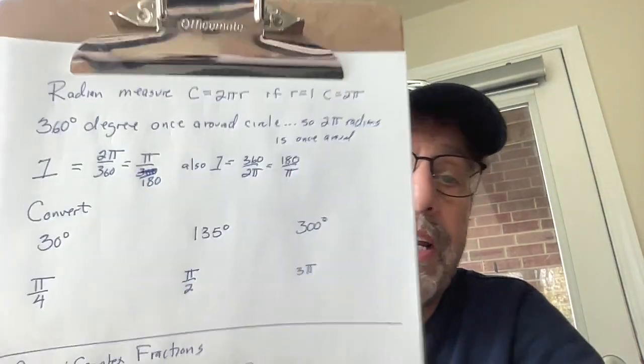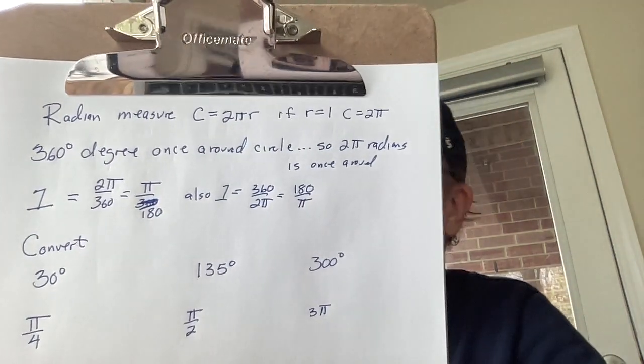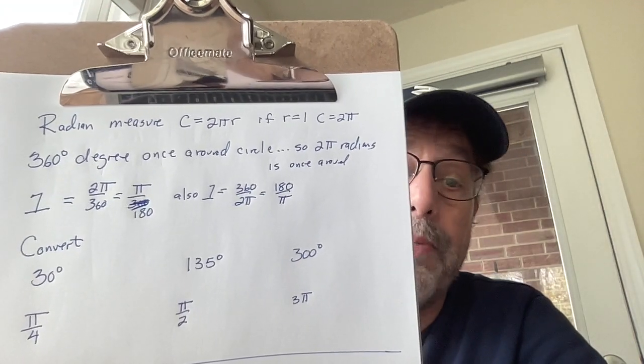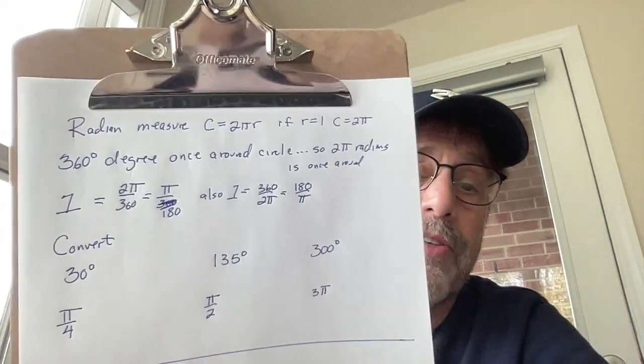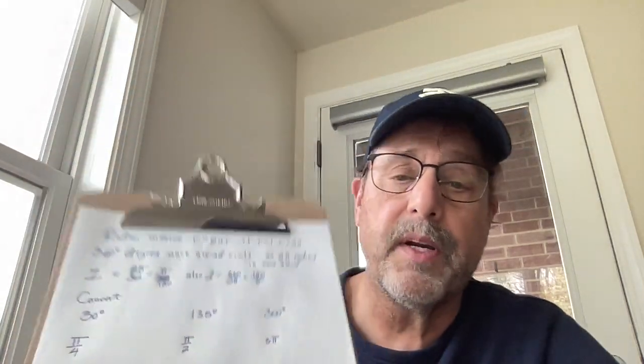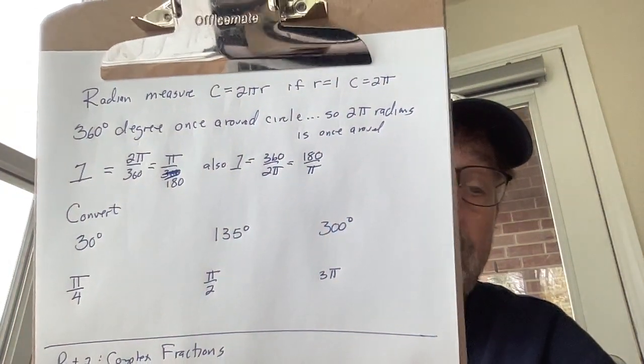It uses the idea that circumference equals 2 pi r, and if the radius equals 1, the circumference is 2 pi. So in degrees, we call it 360 around a circle, and in something called radians, we call it 2 pi. When I'm back, I'll explain why that's a way better way to do it.